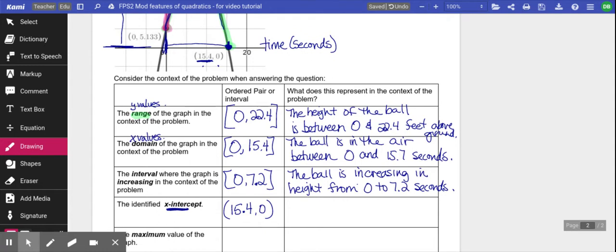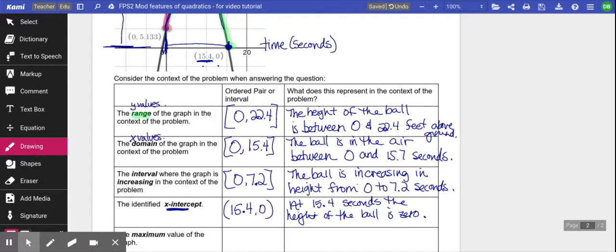So let's write that out. I'm going to say at 15.4 seconds, the height of the ball is 0. So you could say that, or you could say the ball has hit the ground.